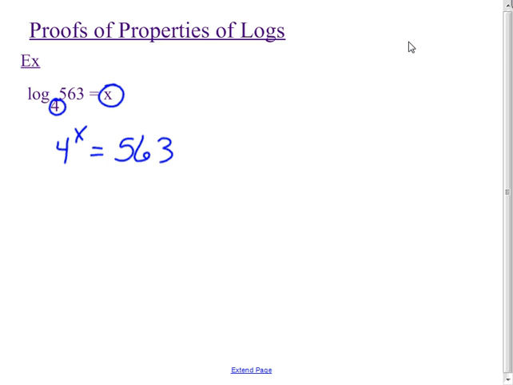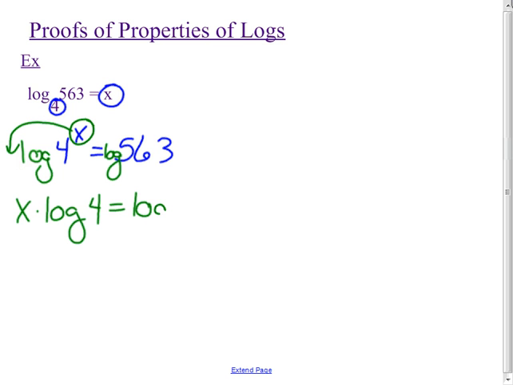So because of that, I now have to get that exponent down. Now it might look weird because we already had a log in the previous problem, then I moved it to exponential, and now we're going to get it back into a log form. But we're going to do this so we can come up with what our exponent is. So what we're going to do is we're going to log both sides, just like we did in the previous lesson, because once I have a log with an exponent, that exponent comes down in front. So now this is x times the log of 4 equals the log of 563.